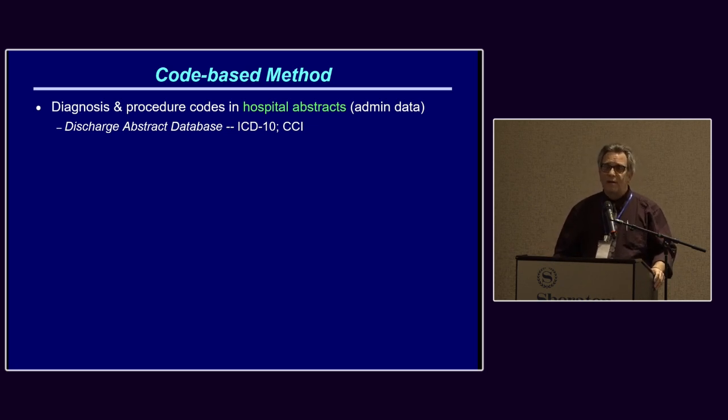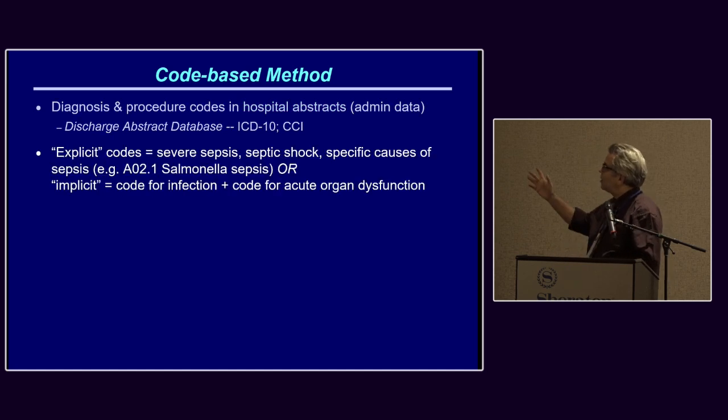How do they do this? They're not doctors. They are coders. They read what we write and they believe what we write. Okay? So is it perfect? Far from perfect. In addition, the Discharge Abstract Database, which I'll call the DAD, also contains information on procedures that are performed. For instance, intubation and mechanical ventilation is a procedure that helps us identify the presence of respiratory failure. And that uses the Canadian Classification of Interventions, the CCI. Okay. Now, what codes do we use?